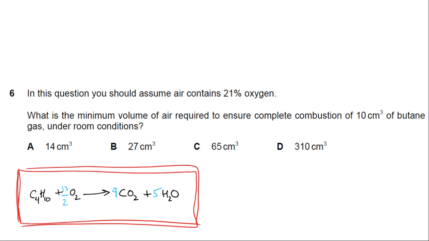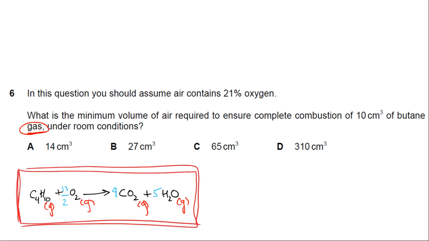I've balanced it and kept oxygen with a fractional coefficient. Now, here's the thing. They said butane gas, and that's something you should know: the first 4 alkanes are gases. So the state for butane is gas, oxygen is a gas, carbon dioxide is a gas, and you must know that when combustion happens, a lot of heat is released, and because of that heat, the water is in fact in the form of steam. I hope you know that, but I still clarified it here.